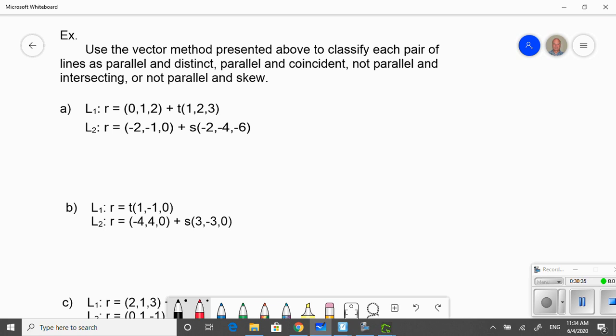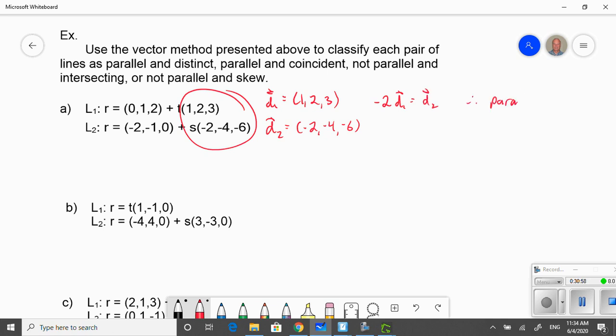First one here. Look at the direction vectors. I've got a direction vector 1, 2, 3, and a direction vector for this line of -2, -4, -6, and they're connected by the factor -2. So I know these lines are parallel. Then I'm going to take a look at how I can check the point. I'm going to choose this point and see if it lies on my other line here.